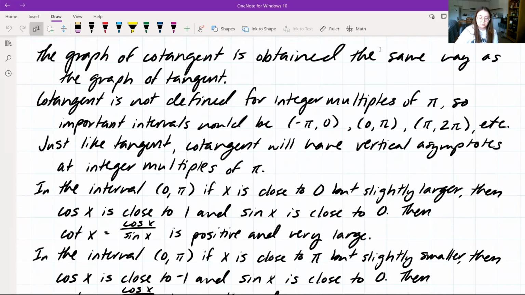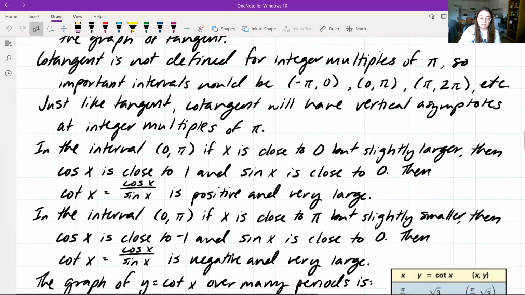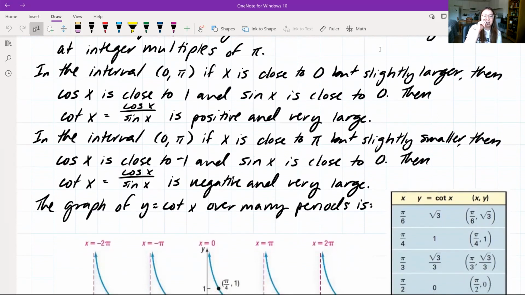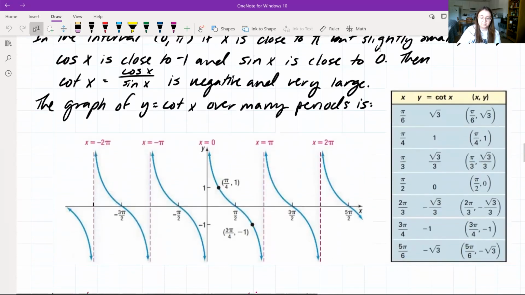Just like tangent, cotangent has vertical asymptotes at integer multiples of pi. In the interval 0 to pi, if x is close to 0 but slightly larger, then cosine of x is close to 1 and sine of x is close to 0. So as x approaches 0, our graph goes towards infinity. Then as x approaches pi, our graph goes towards negative infinity. Those are our main differences between tangent and cotangent.